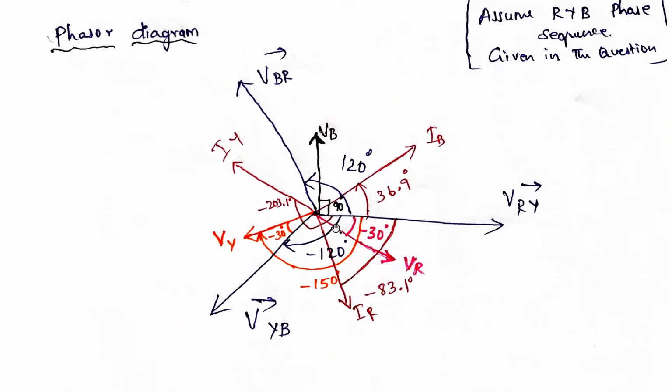So between VRY and VYB, the angle is minus 120 degrees. This is marked in blue color. So VRY with respect to VYB, the angle is minus 120 degree. Again, VYB with respect to VBR, because I said clockwise direction, it is again minus 120 degree. Next, VRY with respect to VBR is minus 240 degree.